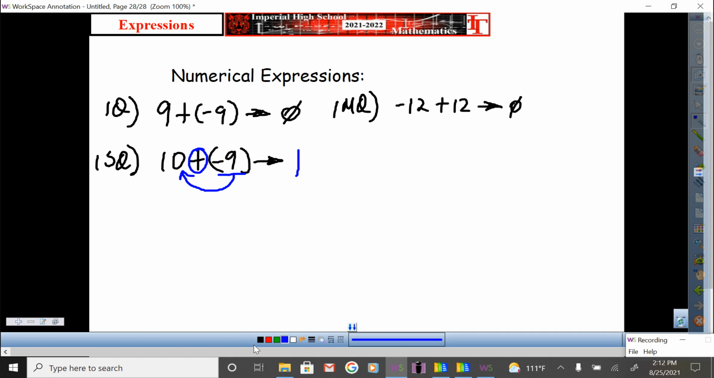Let's do another one. Example 1 Shazam Q. Negative 14 plus 12. See if you can do that one by yourself, kind of like the one we just did. Don't say it out loud.